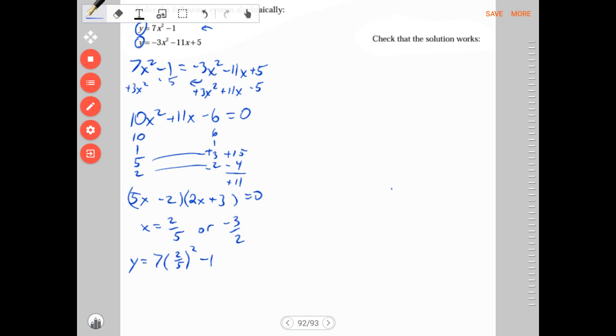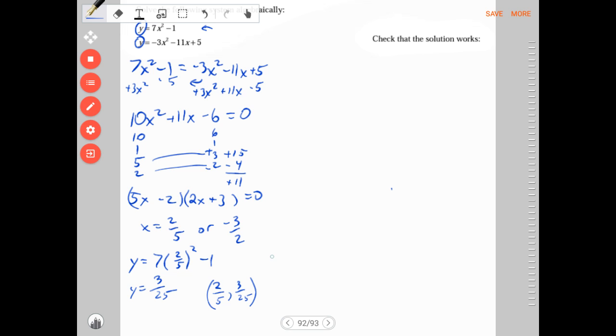So 7 times 2/5 squared minus 1. That is 3 over 25. So one of our answers is going to be 2/5 and 3/25. And then the negative 3/2 answer.